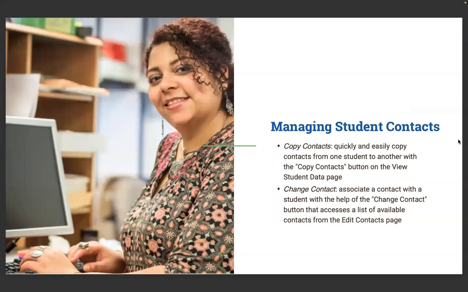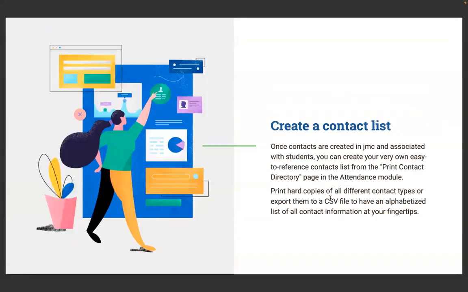So managing student contacts, you can quickly copy a contact from one student to another. It's a case that happens frequently with siblings. So if I've made some contact associations with the sibling, I can quickly copy those contacts from the one sibling to the next. I can use that. There's a change contact button. So I can change a contact for a student just by clicking that button and selecting the contact that's listed on the edit contacts page.